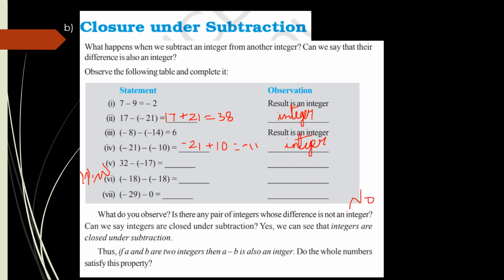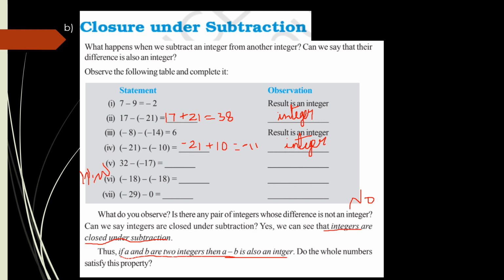Can we say integers are closed under subtraction? Yes, we can say that integers are closed under subtraction. Just underline this sentence. That means when you subtract two integers, the answer is always an integer. That means if a and b are two integers, then a minus b is again an integer. It's clear?